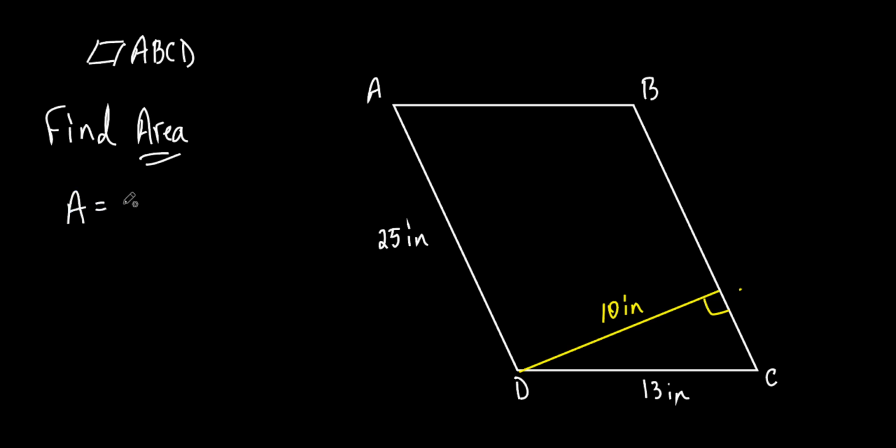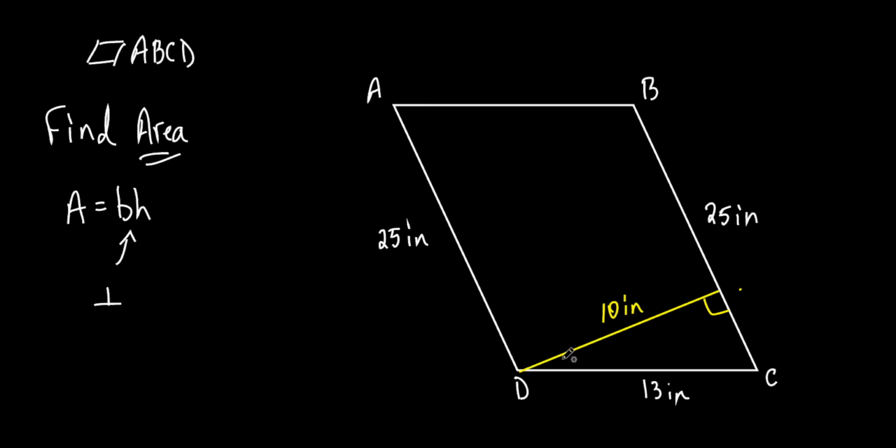Very good. So A equals base times height. But what has to be true about the base and the height? They got to be perpendicular. Why not the 13? It's not perpendicular to this one. All right. But wait a minute. That 10 right there is not perpendicular to this 25, but it is perpendicular to this BC, isn't it? And what is the length of this BC? It's also 25 because it's a parallelogram and the opposite sides are equal.